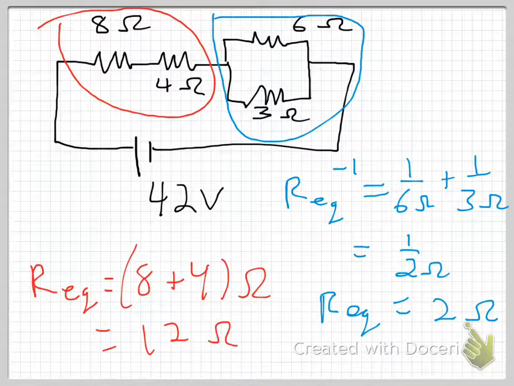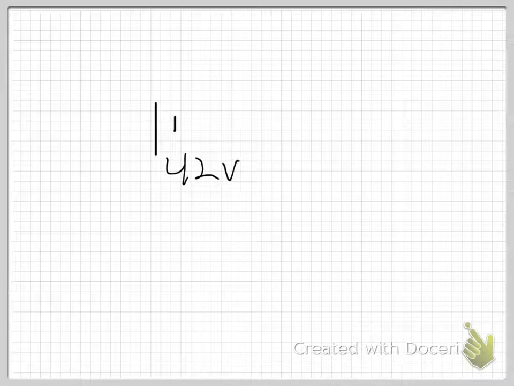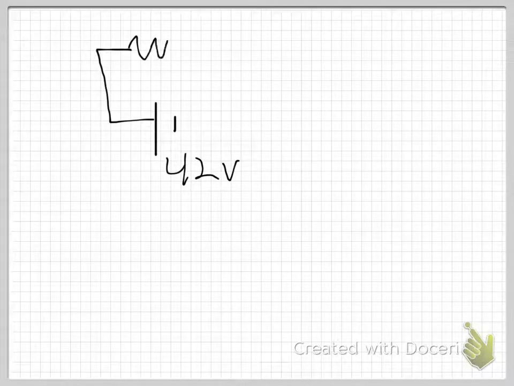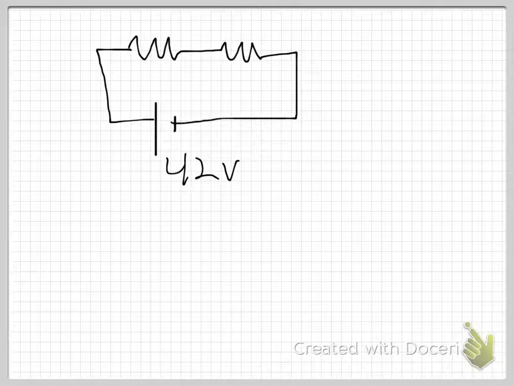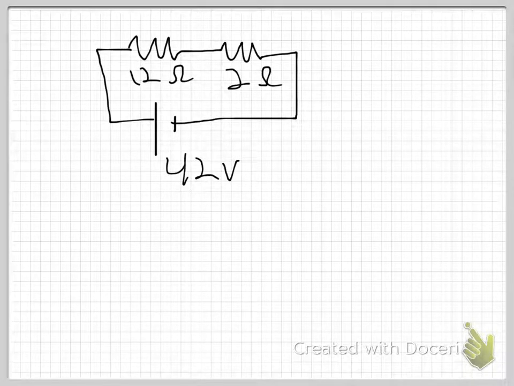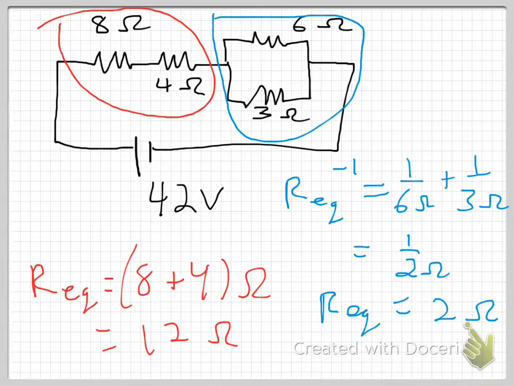Let me go to a different page. I can redraw this. Here's my EMF, still 42 volts. Let me change colors on my pen back to black. Still 42 volts. Now my red section is going to yield one resistor and my blue section will yield another resistor. This was 12 ohms and I found this to be 2 ohms. So let's just compare these two for just a second. Let me go back to the original picture.